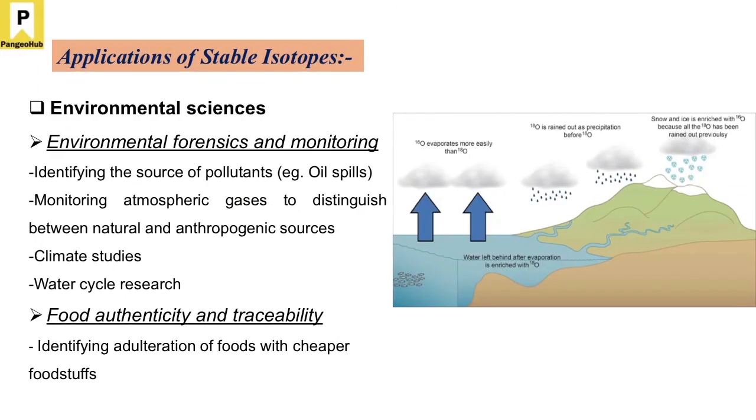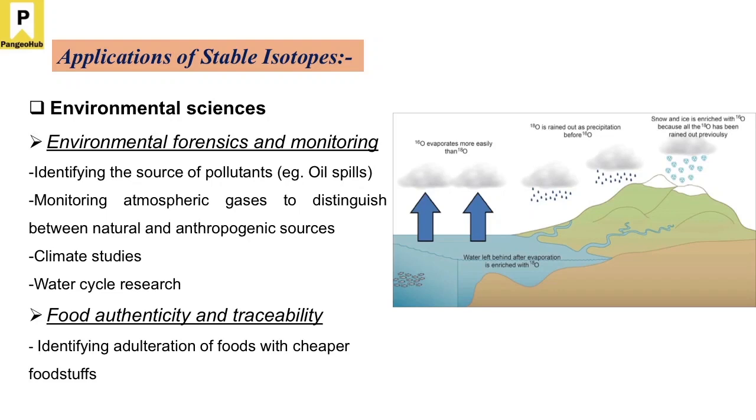Next, in environmental sciences as well, we know that environmental forensics and monitoring can identify the source of pollutants, for example in oil spilling cases, or monitoring atmospheric gases to distinguish between natural and anthropogenic sources. Then climatic studies, like monsoon and climate, can all be studied using stable isotopes.